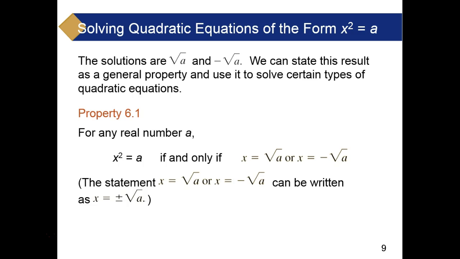We can state that result as a general property: for any real number a, x squared equal to a if and only if x equal plus square root of a or x equal minus square root of a. The statement can also be written, and this is the shorthand, x equal plus or minus the square root of a. In fact, our other answer could have been written x equal plus or minus 2. That's another way to write that. Saves a little bit of ink or pencil, okay? We're real stingy, aren't we?